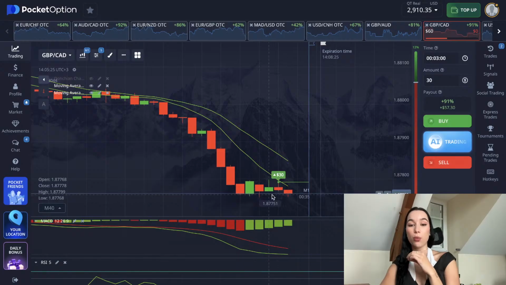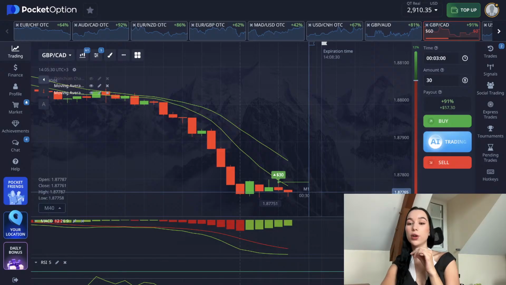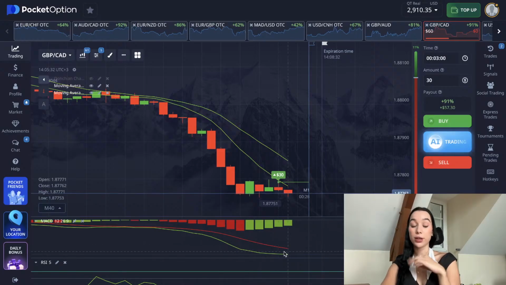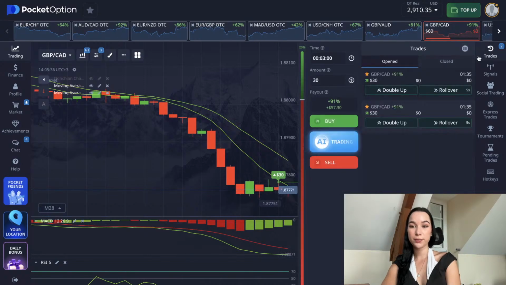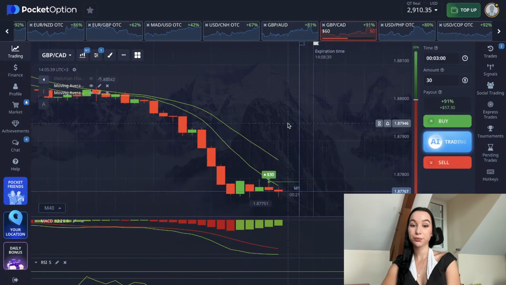Also, when we opened the trade here, we could see how the line of RSI was going out of the oversold zone and going in the upward direction. So that's why we did it. But now it's fluctuating, as you can see, it's pretty close to our entry point. It's still 1.5 minutes. So let's wait.